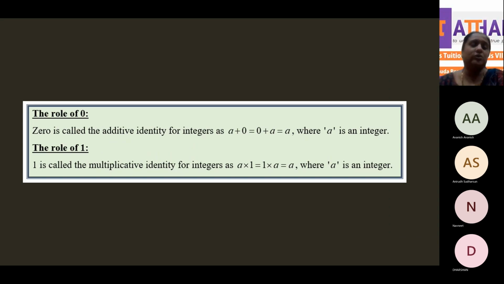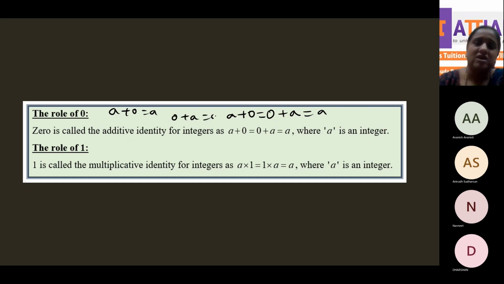Now, the role of zero. Zero is called the additive identity for integers. Because any integer plus 0 is the same as 0 plus that integer. What answer will you get for both? You will get A. What is A plus 0? A. What is 0 plus A? A. So for both, you're getting the same answer A. Whether it is A plus 0 or 0 plus A, the answer is A.